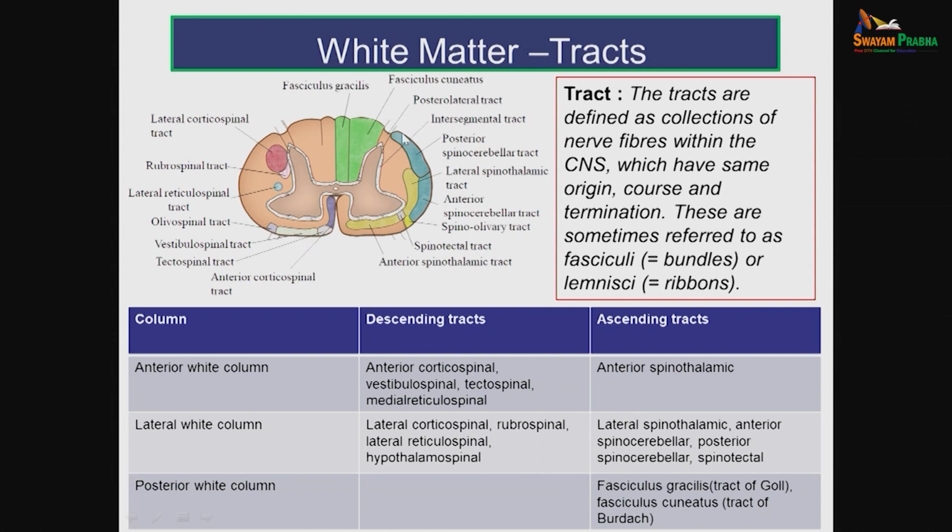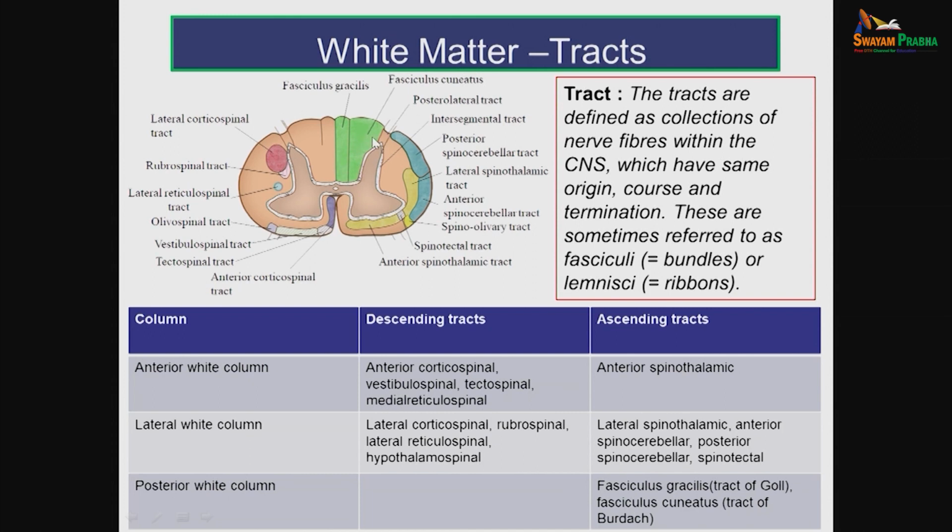This side shows the ascending tracts. In the anterior white column, you can see the anterior spinothalamic tract. In the lateral white column, you see the lateral spinothalamic tract and two tracts which go to the cerebellum, that is, anterior spinocerebellar and posterior spinocerebellar tracts. In the posterior white column, you can see two important tracts which constitute the posterior column pathway. There are two tracts: medially, fasciculus gracilis, which I have already mentioned, and laterally, fasciculus cuneatus.